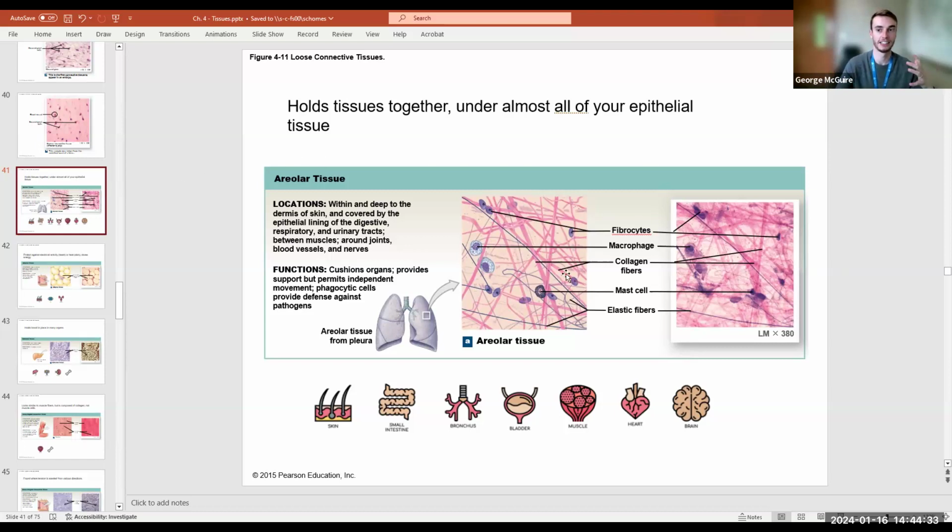There's a good amount of space. We have lots of fibers, a little bit of cells, and lots of ground substance. So space in between. Again, this is connecting epithelium to the underlying tissue almost everywhere.